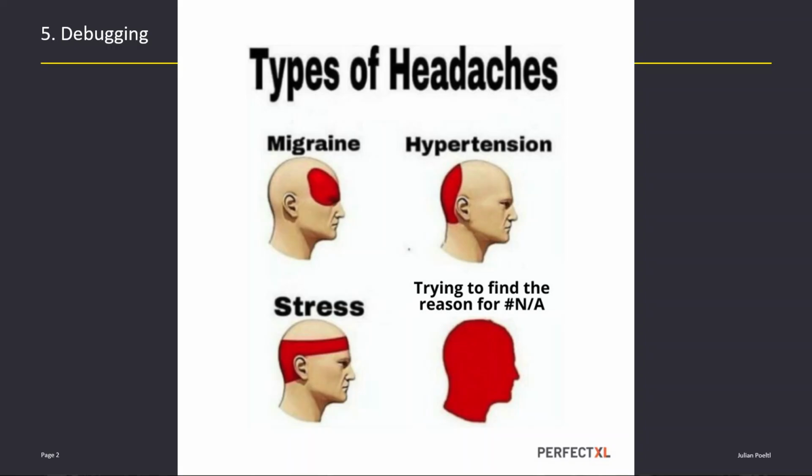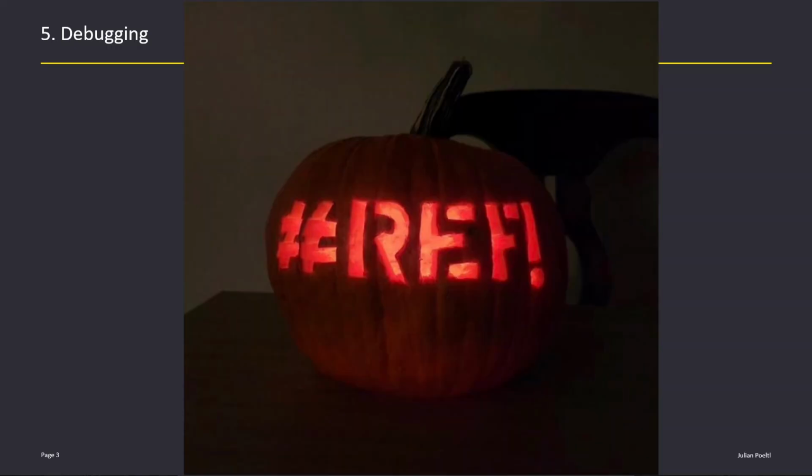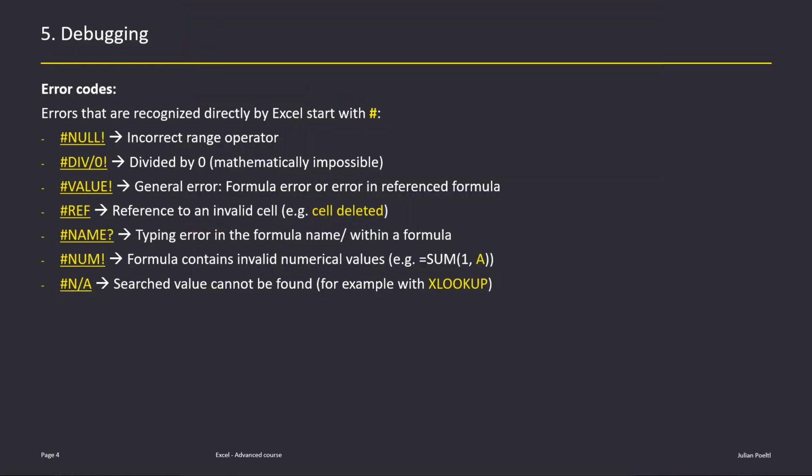If you have, for example, an #N/A error, it's way more brain headache than stress or migraine and so on. Or, for example, this is one of the most disturbing pumpkins out there, the #REF! pumpkin. So to say, you experience that there are these hashtag things, and these are the so-called error codes. And every error recognized directly by the Excel program will start with a hashtag.